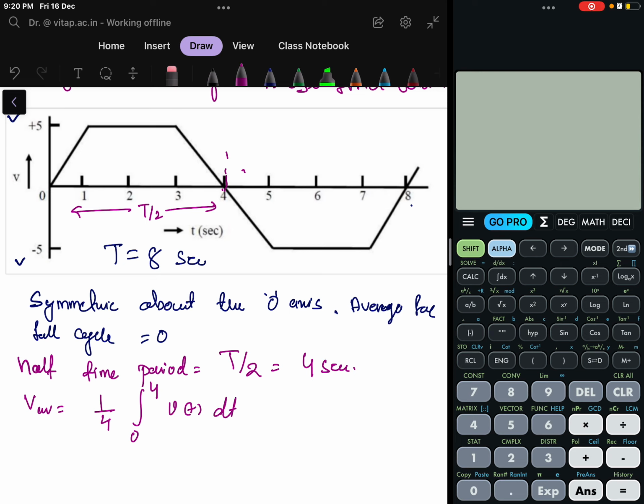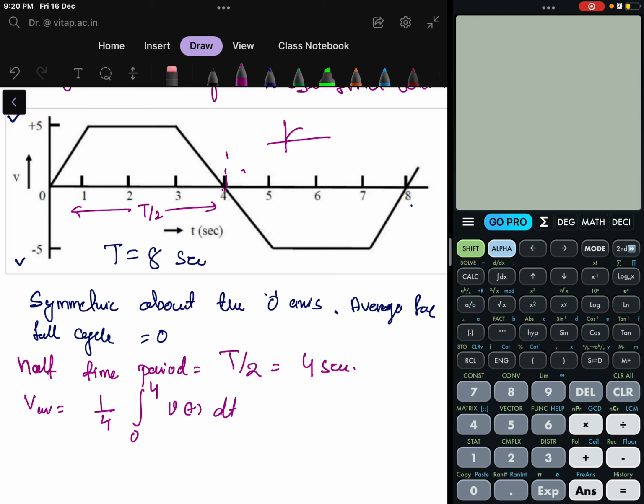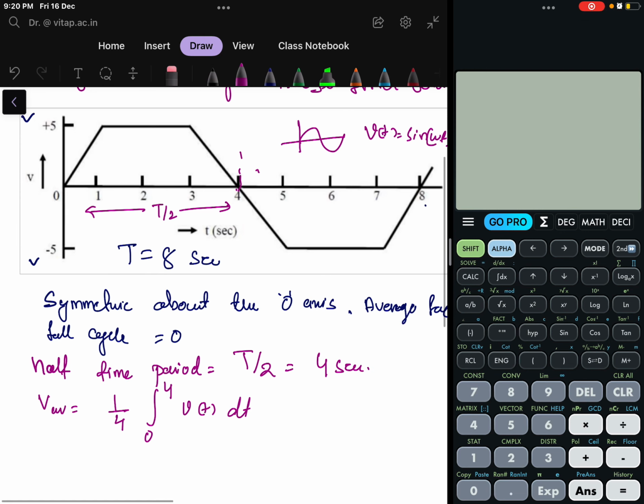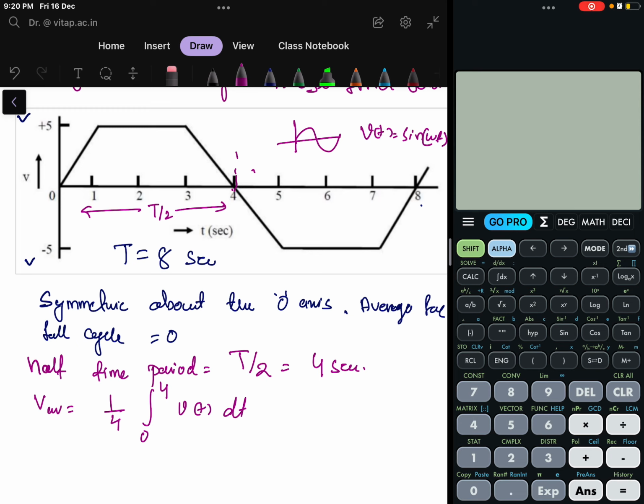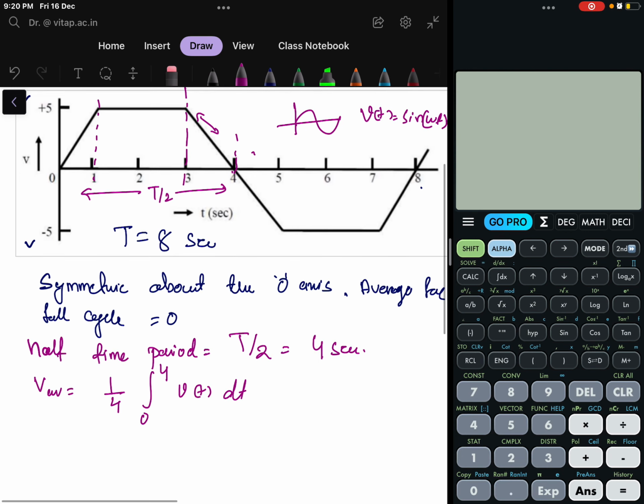Now the problem here is that the wave is not one function. Previously we had only a sinusoidal function, so we could write V of t equals sin omega t and easily calculate this. In this case, it is not a clear sine wave or any particular function. So we have to break this into 3 different parts. This is one part, and here this will be another part. We have to find the equation for all these parts.